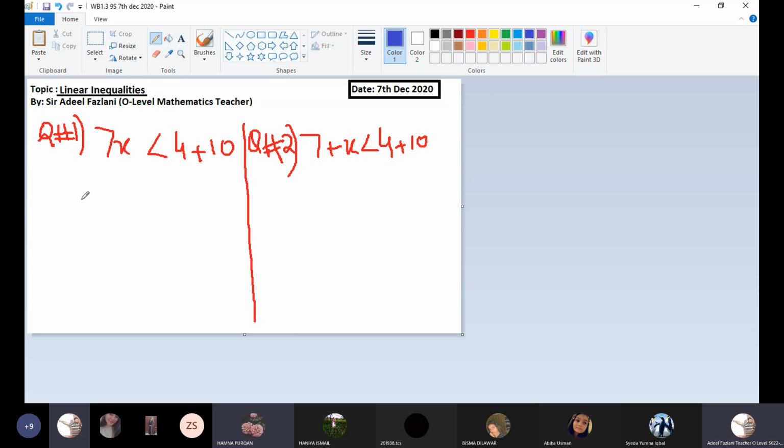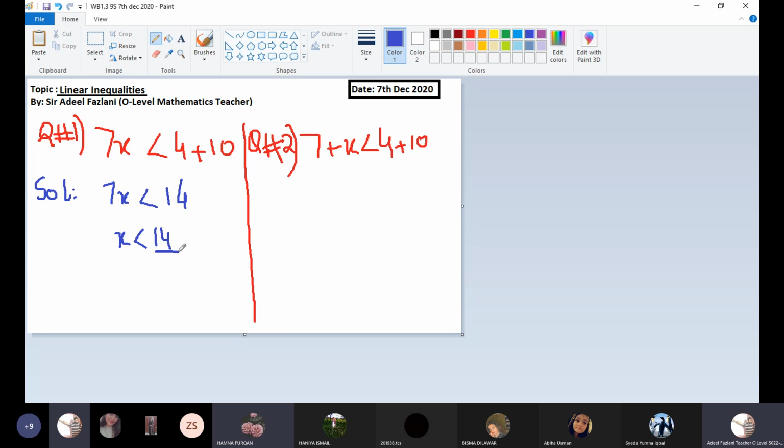So, sir, first we're going to do 7x is less than 14. Hamna, hold on. Let me write it. According to you, 7x is less than 14. What is the next step? Then x equals, no, sorry, the less than. All right, x less than 14 upon 7.